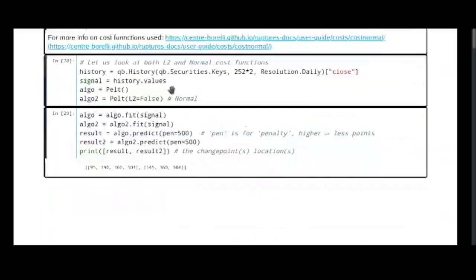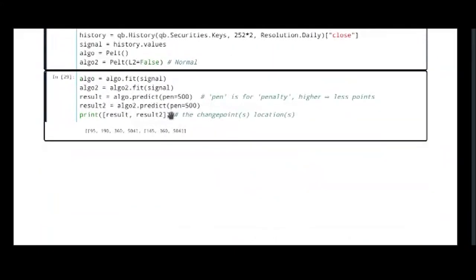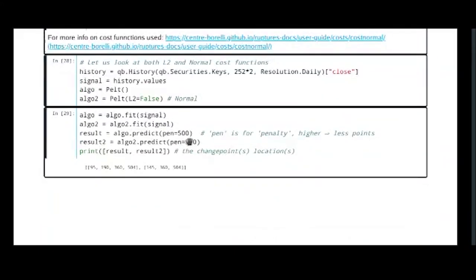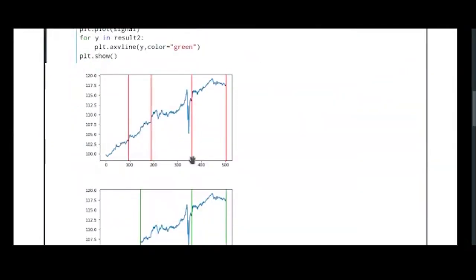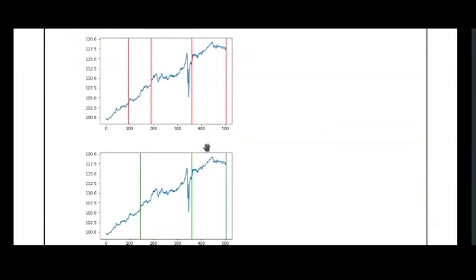So yeah, now we have the results here. In this case, you get to set the beta. Here it's called pen. It's the penalty. The higher the penalty, the fewer points you're going to get out of this. I set it to 500 for each in this first one, and we end up with two plots like this. The first one is for the L2. The second one's for normal.